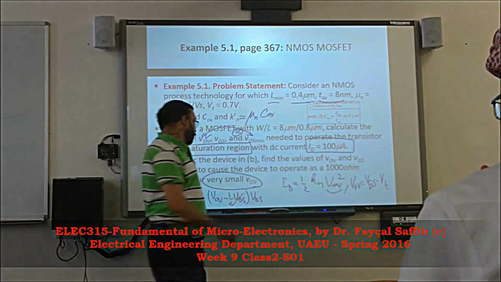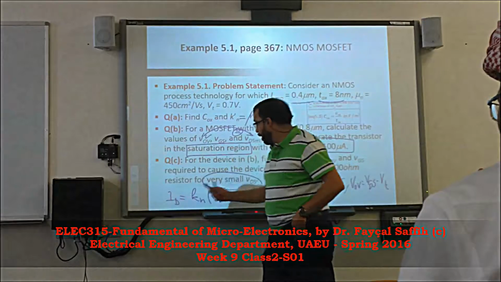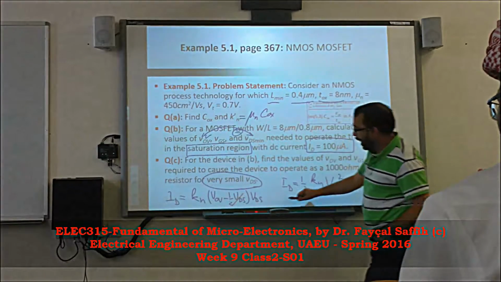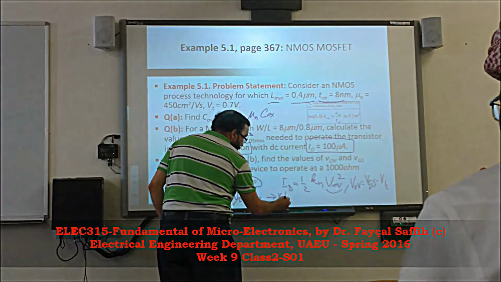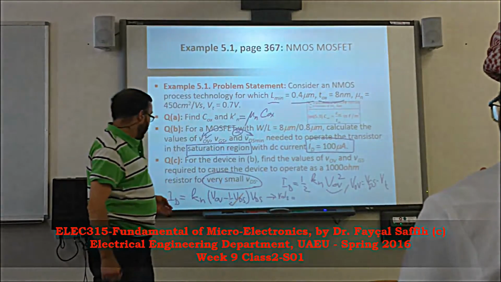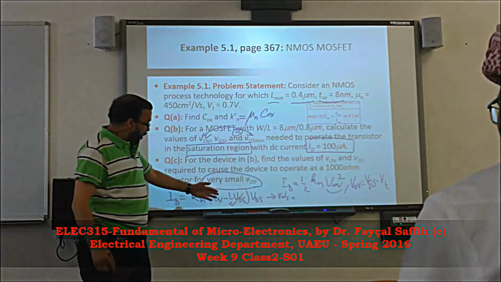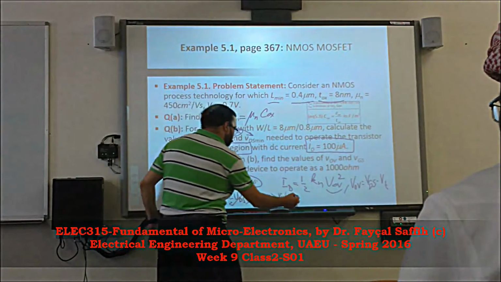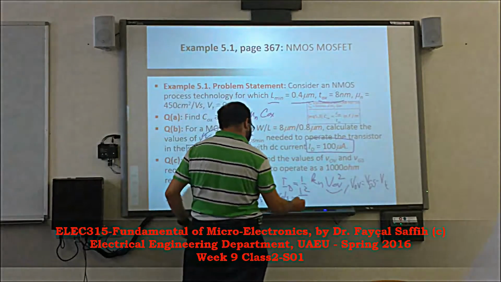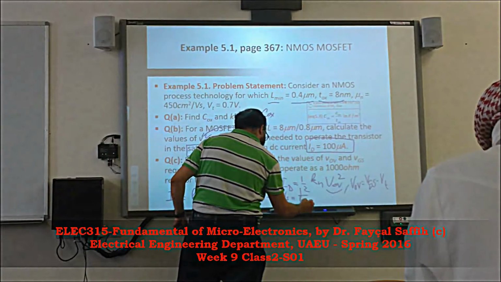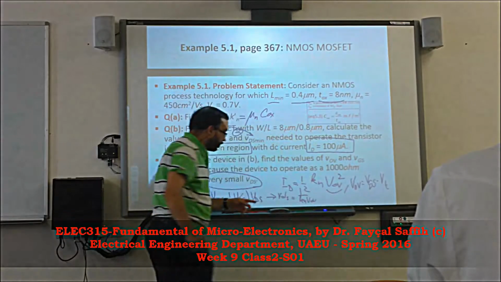Very good. So what do we know here? We know the resistor. From here, the resistor RDS is equal to what? It is actually the inverse of this. Yes or no? RDS is 1 over Kn V overdrive. Correct or no? Correct me if I'm wrong.